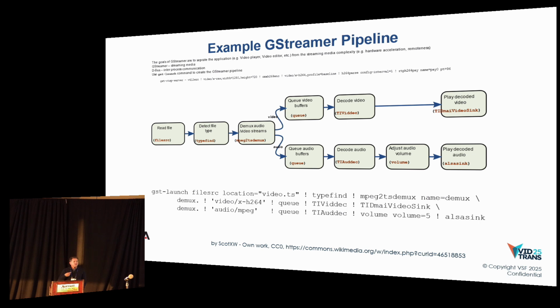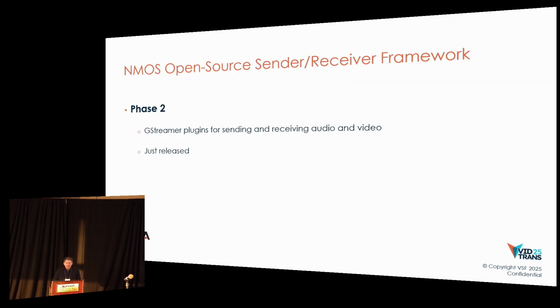So what was our goal? Well, to develop a couple of GStreamer elements, one source and one sink element, so that we could create a pipeline for sending, a pipeline for receiving, and then we could use NMOS to connect the sender to the receiver, and data would flow. So this is what we did, and we released a month ago at tops, phase 2 of this development, including the GStreamer plugins.